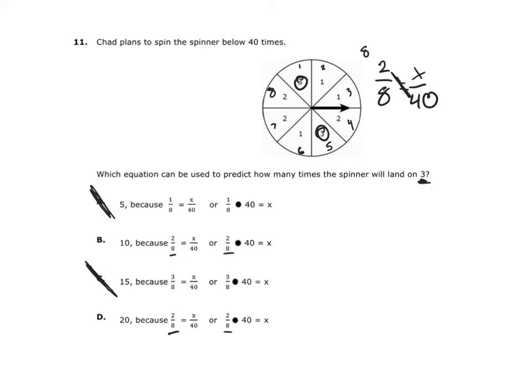40 times 2 is 80. Then we divide down. 80 divided by 8 is 10. So our answer choice B would match up because it has 10 as the answer. D has 20 as the answer right here, so that cannot be it. So B is your answer.